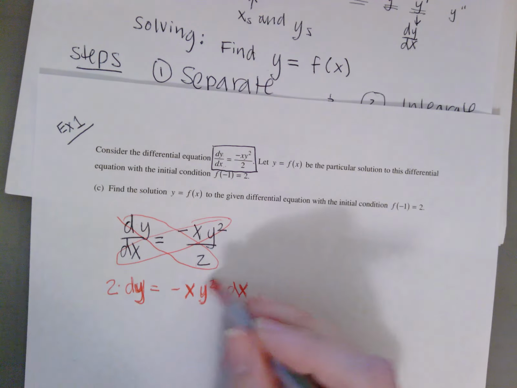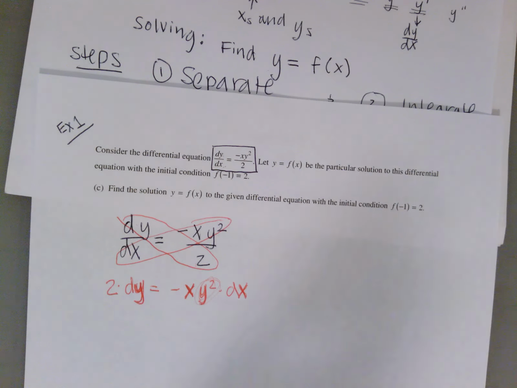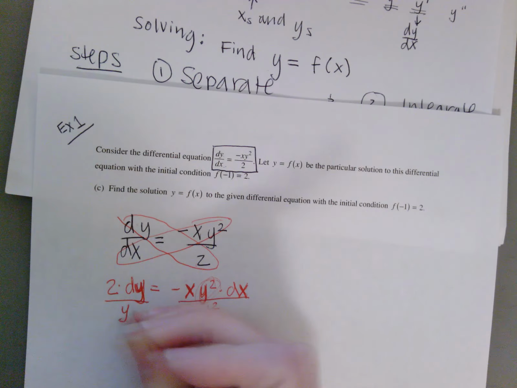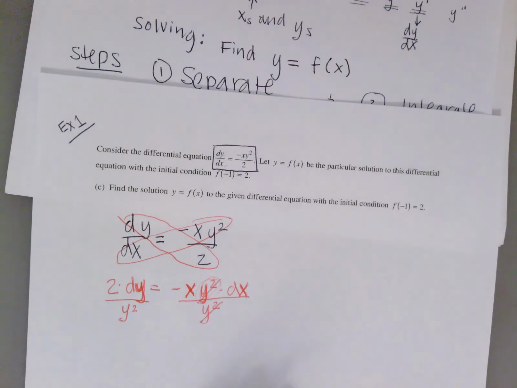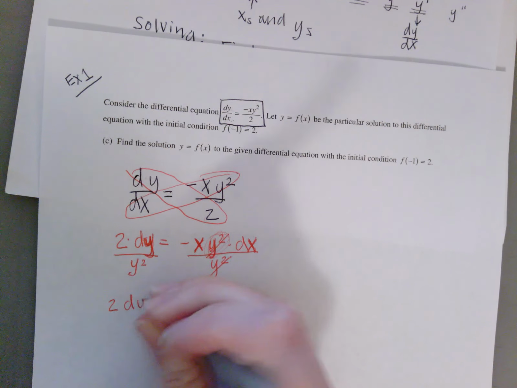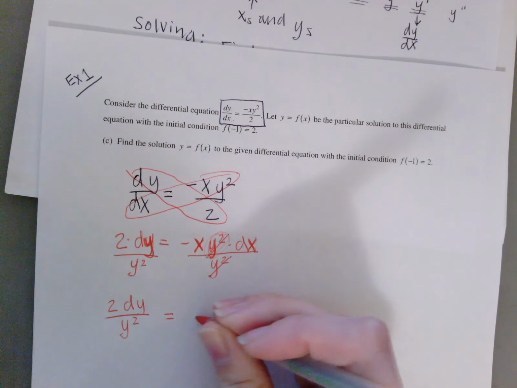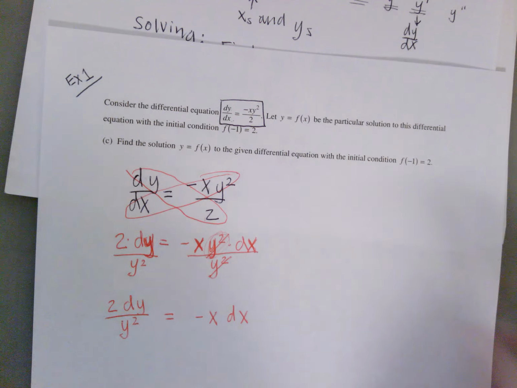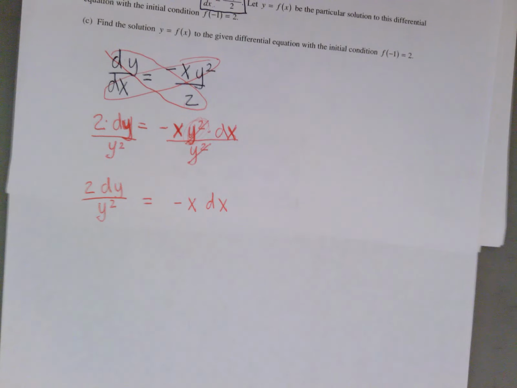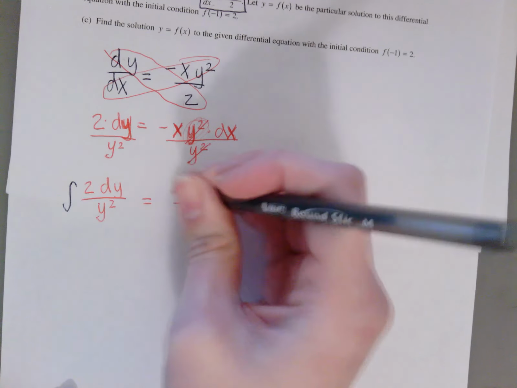So what I have to do now is move this y squared to the left side of the equation, and I'm going to do that by division. Whatever I do to one side, I do to the other. Divide by y squared, divide by y squared. The y squareds cancel from the right side. These y's do not cancel though. So what I've got now is 2 dy over y squared equals negative x dx. All right, there are no x's over here. There are no y's over here. This is separated. So step 1, separate variables. Check, I've done that. The next step is to integrate. Whatever I do to one side of the equation, I am going to do to the other. I am going to take antiderivatives of both sides of this equation.